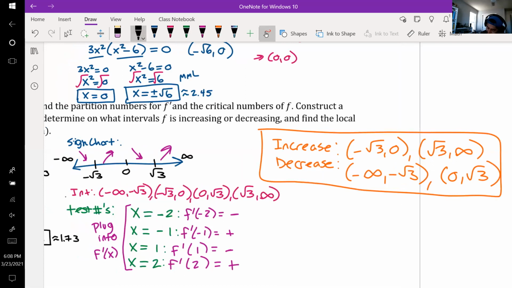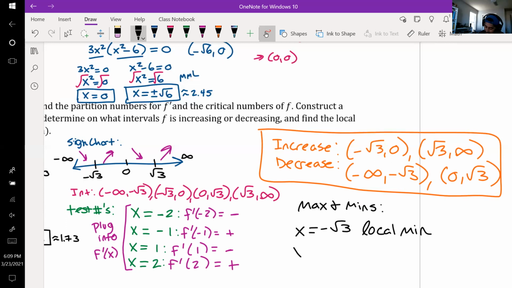Let's say max and mins. Okay, let's look at the first number, x equals -√3. You decrease and then you increase. Is that a max or a min? Local minimum. That is a local minimum.